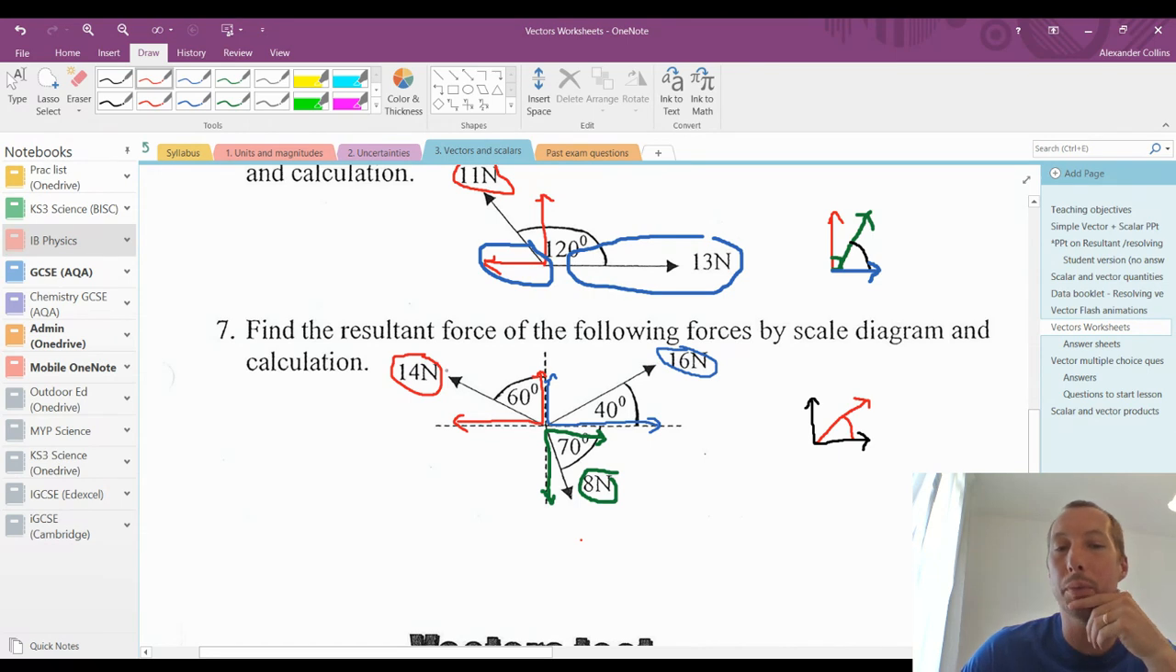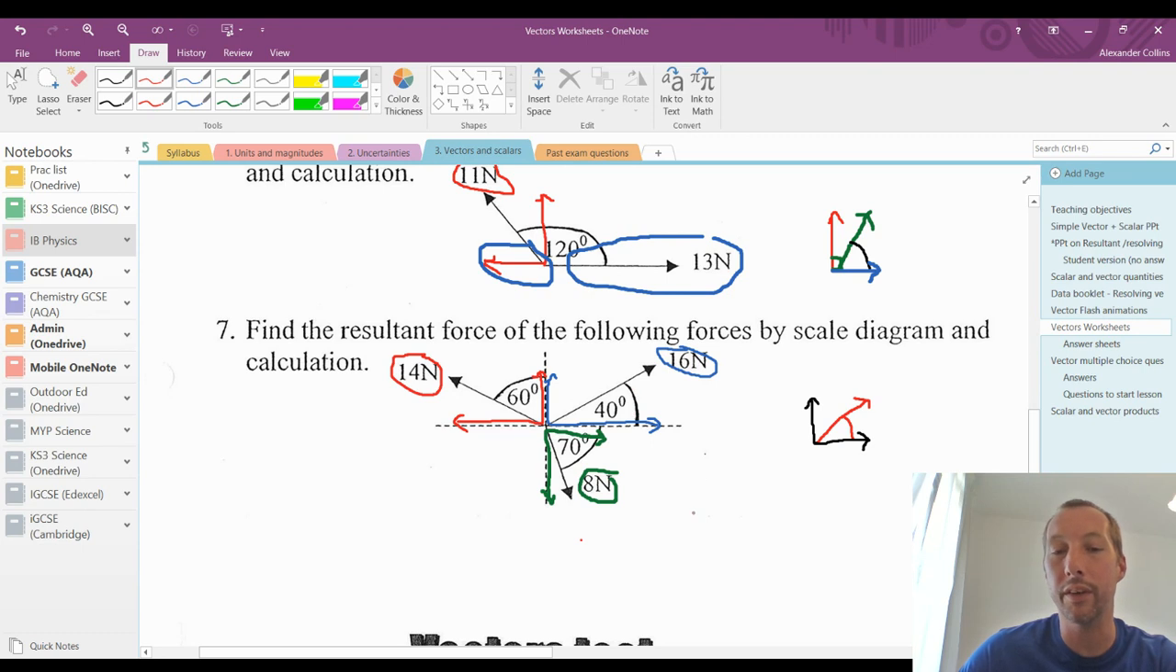Okay, so this bottom one's pretty time consuming because every time you resolve the force, you've got to do a sine or a cosine calculation. So you're going to do 14 cos 60, 14 sine 60. 16 cos 40, 16 sine 40. 8 cos 70, 8 sine 70. Now just be a bit careful about which one gives you the vertical and which one gives you the horizontal, because remember that they change the angle a bit. So the 60-degree angle is measured from the vertical, but this 40-degree angle is measured from the horizontal.